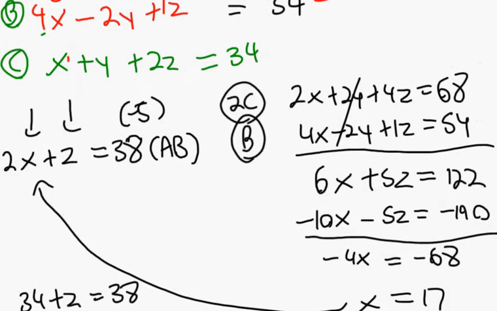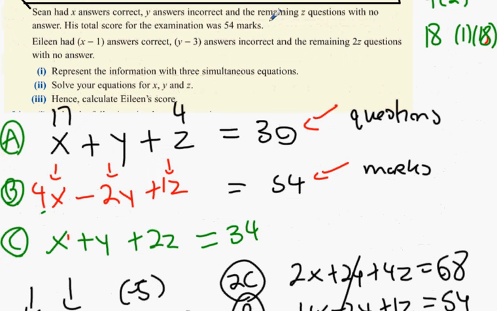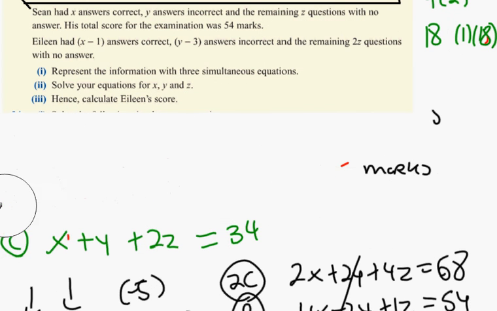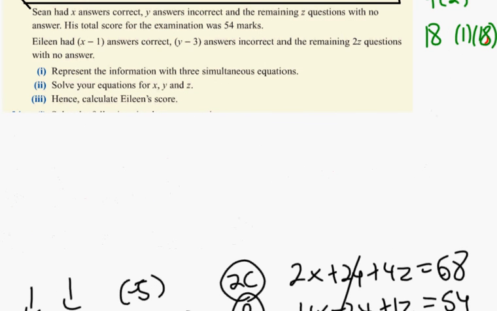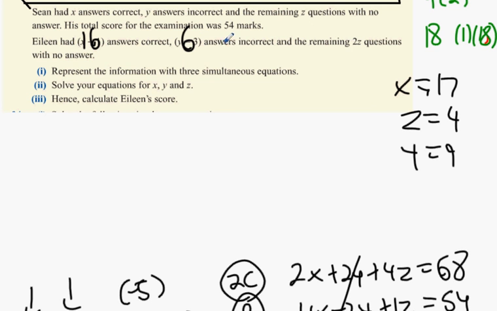Okay. Finally, it goes, what's Eileen's score? Well, using these answers here, what we can say is that if x is 17, z is 4, and y is 9, what we can say is this. What's 17 minus 1? So she got 16 correct. What's y minus 3? 9 minus 3. 6 incorrect. And finally 2z, 8 questions with no answer.